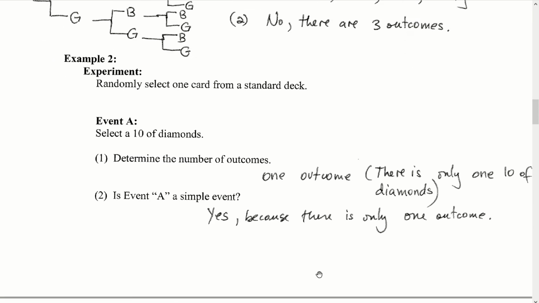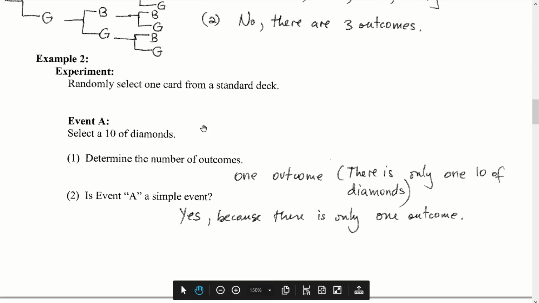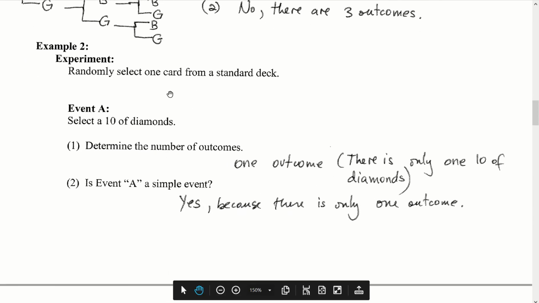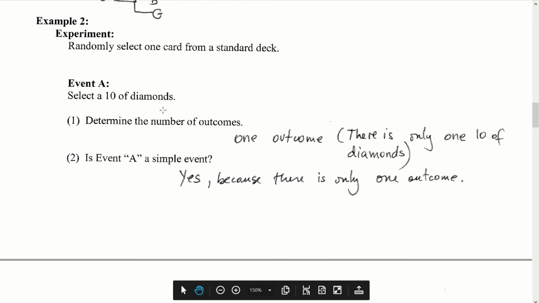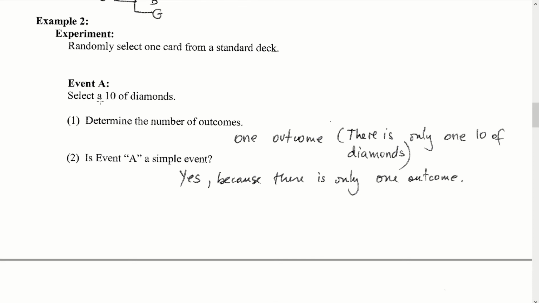Let's take a look at example 2. Let's suppose that we randomly select 1 card from a deck of cards. If we let event A be that of selecting the 10 of diamonds, then that event would be a simple event because there's only one 10 of diamonds in the deck. So the event of selecting precisely the 10 of diamonds would be a simple event.